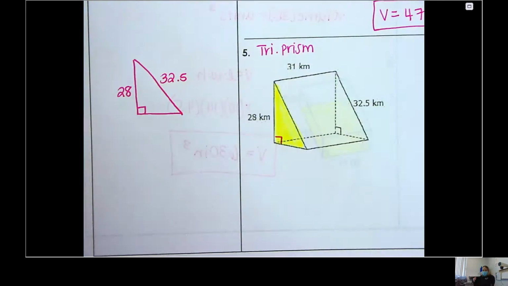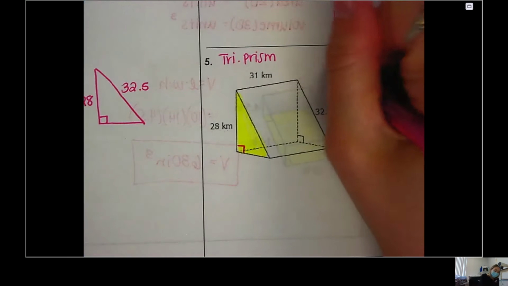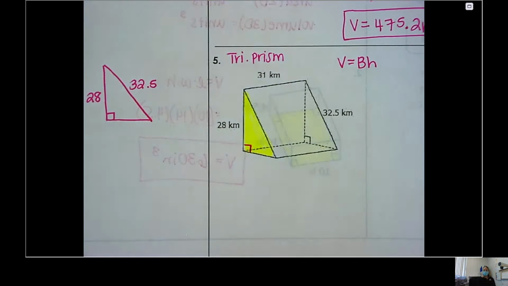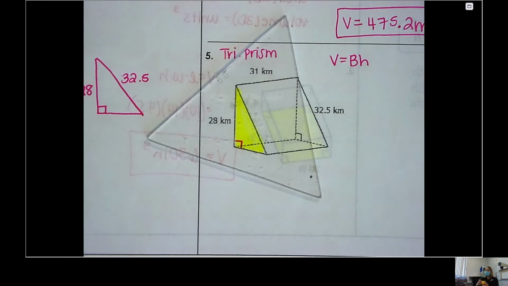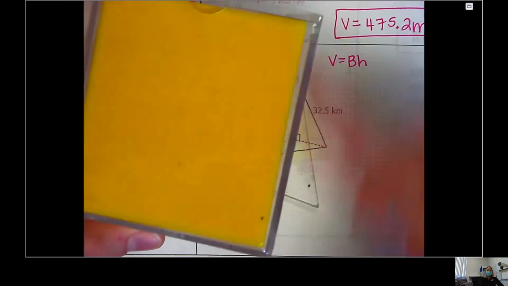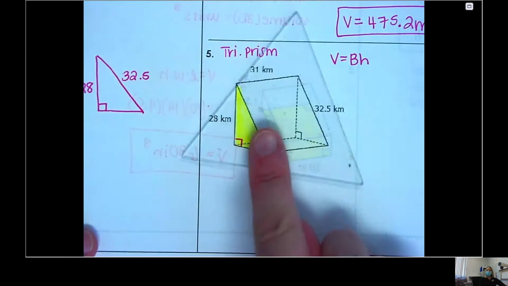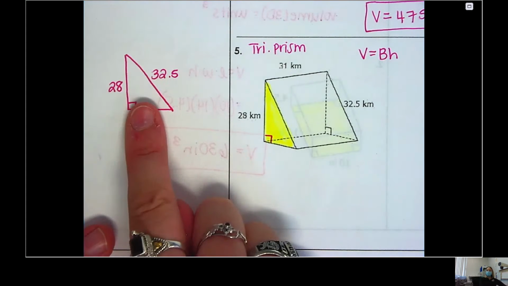Okay. Now, I know for a triangular prism, to find the volume of the prism, I'm going to have to take the area of the base times the height. So that means, here's my triangular prism. I'm going to find the area of the triangle at the bottom, and then I'm going to multiply it times the height, and that'll give me my triangular prism. So I have to start by just finding the area of the triangle. Now, how do you find the area of a triangle?